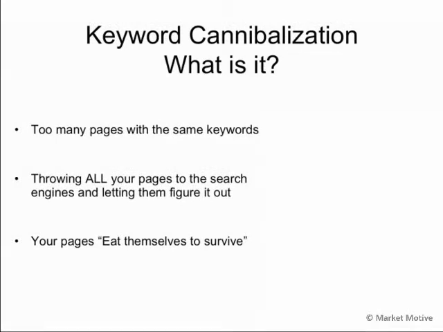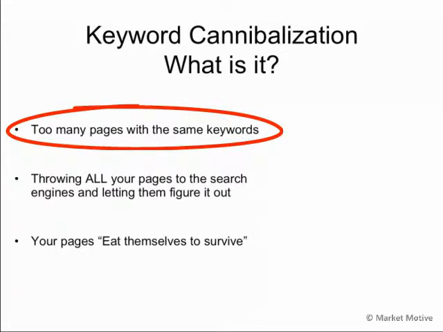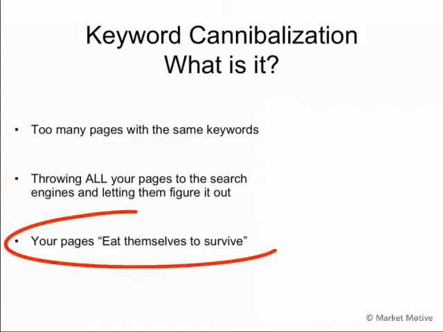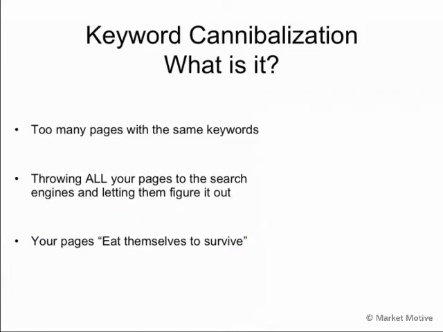The first concept I want to start with is an idea called keyword cannibalization. Keyword cannibalization is essentially having too many pages with the same keywords in the title tags and in the body copy, and confusing the search engines by throwing all of these pages into the search engine index and having your pages essentially eat themselves to survive. You have all these pages competing for the same keywords, and you're leaving it to the search engines to figure it out. While relevancy is their goal, they might not always send your users to the best landing page possible. And that's just a shame because you're going to sacrifice your conversion.